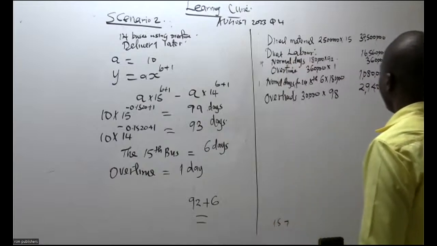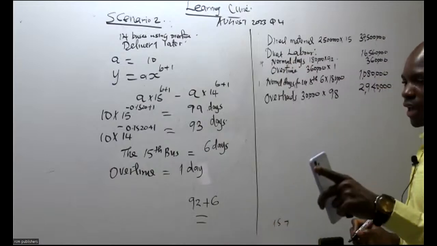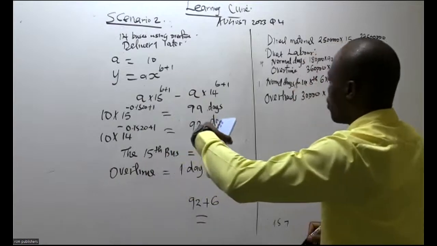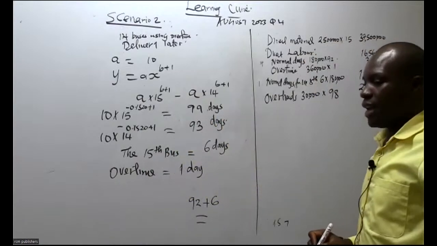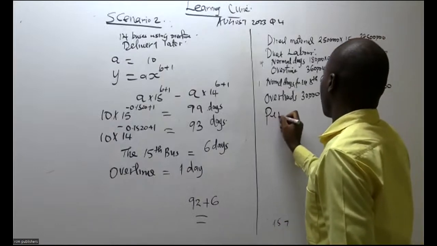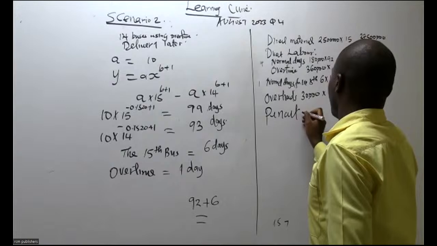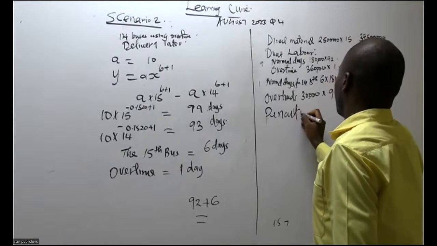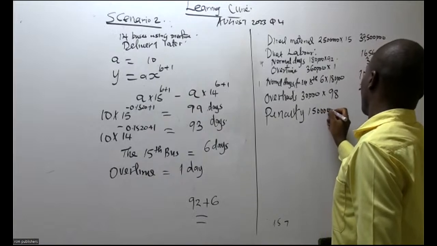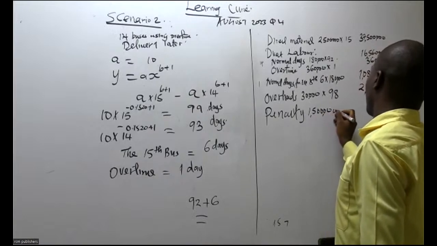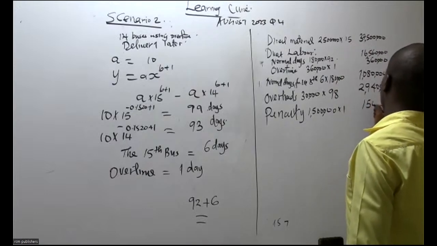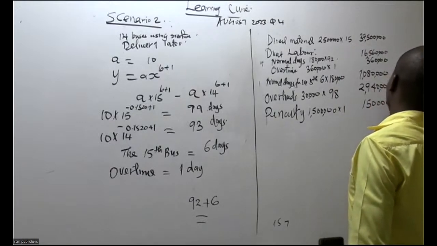Good. Having done that, we should not forget that this one bus was delivered after the deadline. And if you make that mistake, there's a penalty of 1.5 million per bus. And they only delivered one bus after the deadline.